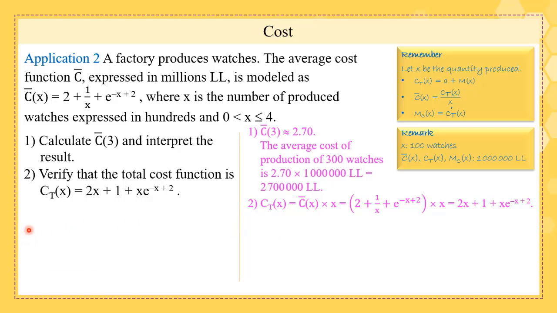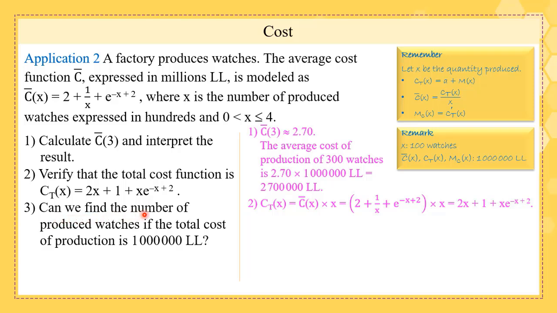3. Can we find the number of produced watches if the total cost of production is 1 million lira Lebanese? The given value is the total cost, and we need to find x. First, Ct of x equals 1 million divided by 1 million, equal to 1. So Ct of x equals 1. Then we solve the equation Ct of x equals 1, which means that 2x plus 1 plus x e power minus x plus 2 equals 1.